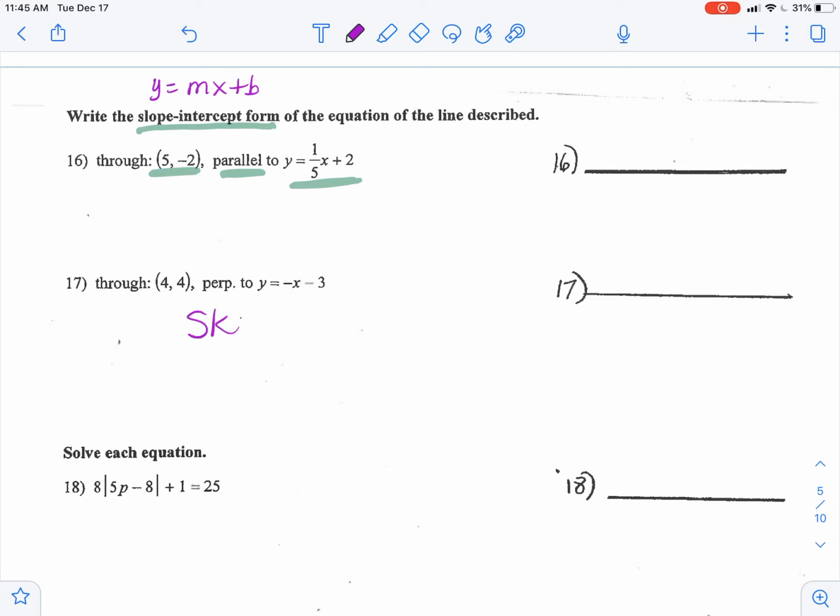Okay, we are going to skip number 17. Again, if you happen to have time, you're welcome to come back in and redo it.